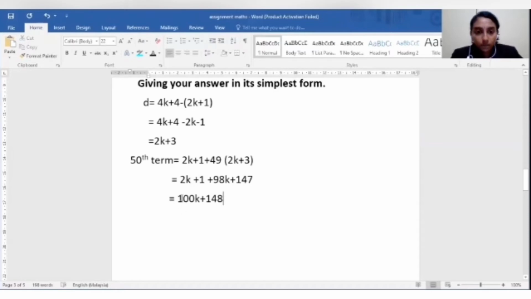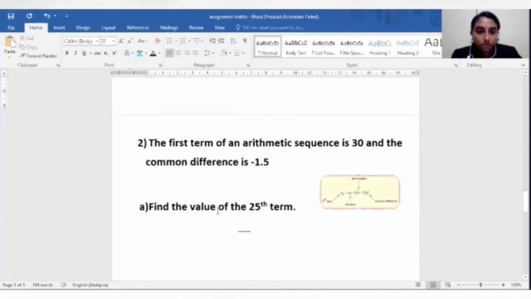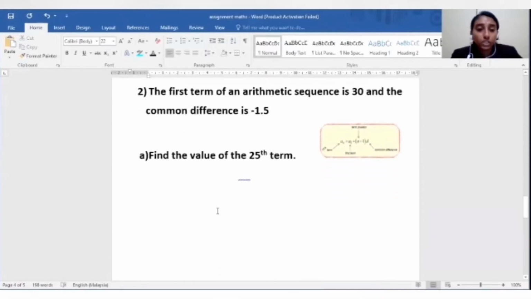Why am I getting this? Because 2k plus 98k means 100k, plus 1 plus 147 means 148. So this is the last answer for this question. Let's move on to the second question.